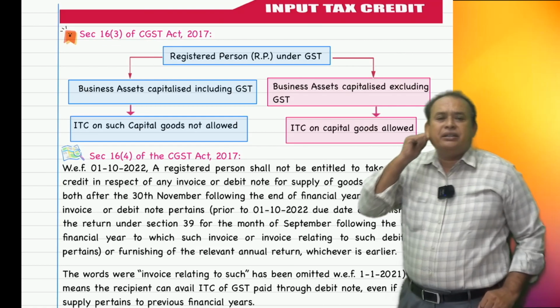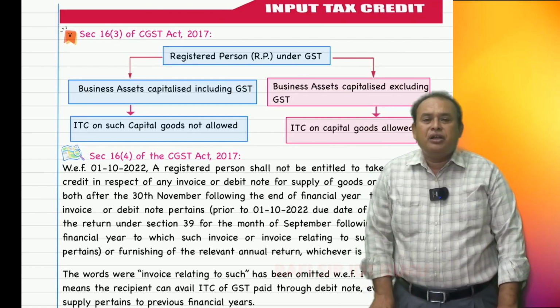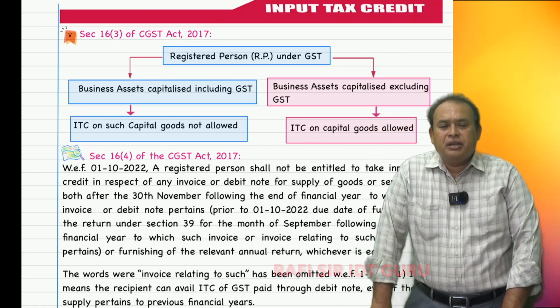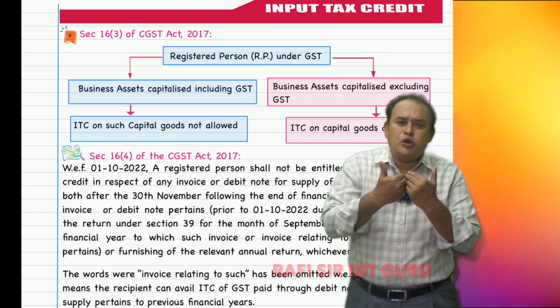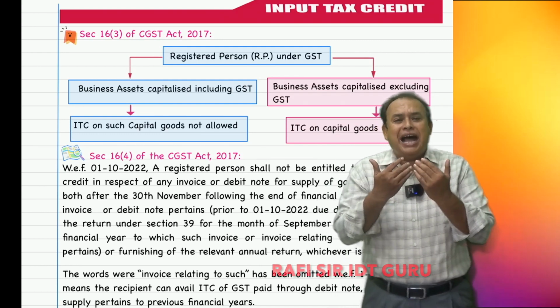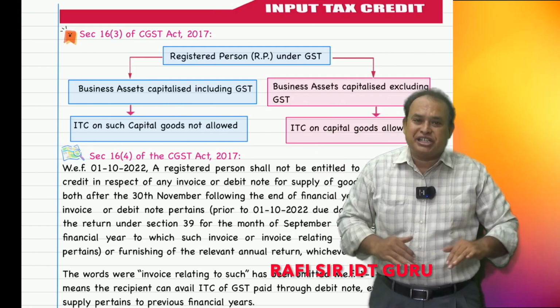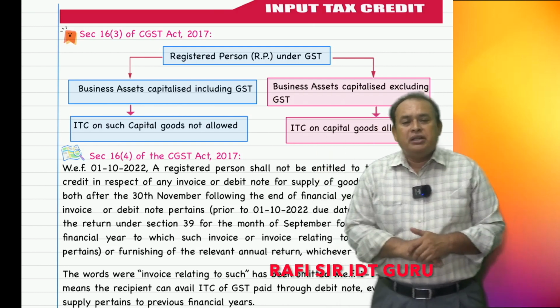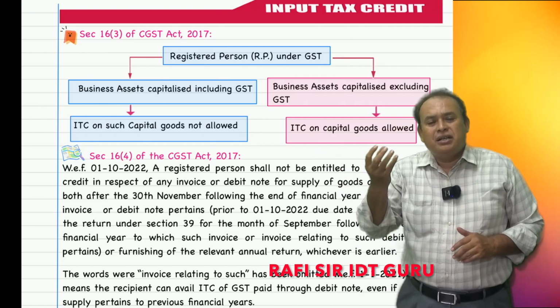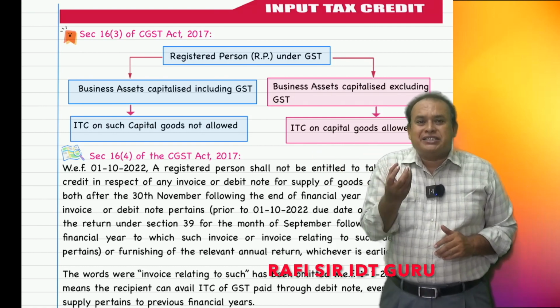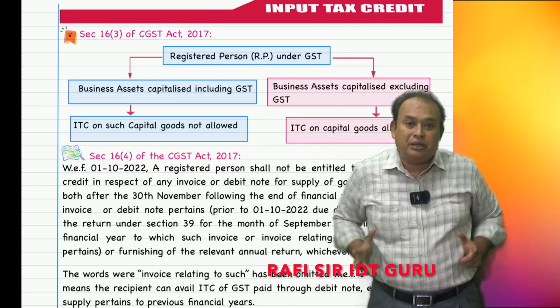Section 16, subsection 3 of the CGST. For a taxpayer who is going to pay the tax on a normal scheme, there are two options to deal with the capital goods on which GST credit is available, if the goods purchased are of a capital goods nature. What do you mean by capital goods?